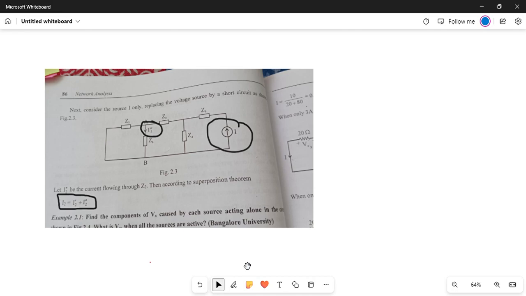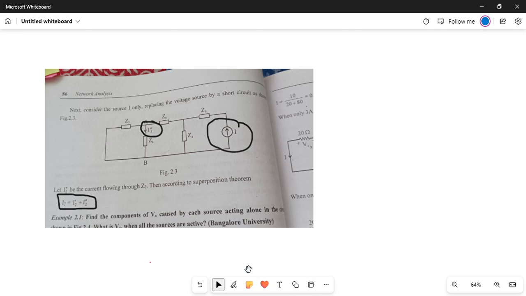They are equal to the algebraic sum of all the individual voltages or currents flowing through each element. That is, Vx is Vx dash plus Vx double dash plus Vx triple dash according to the circuit. Ix is Ix dash plus Ix double dash plus Ix triple dash. These are the algebraic sum of all the currents flowing through the element due to each independent source.